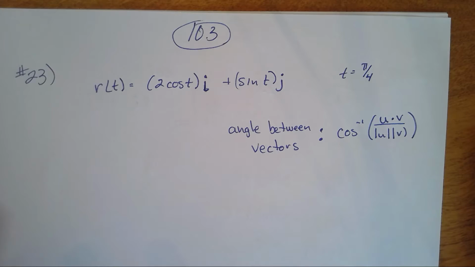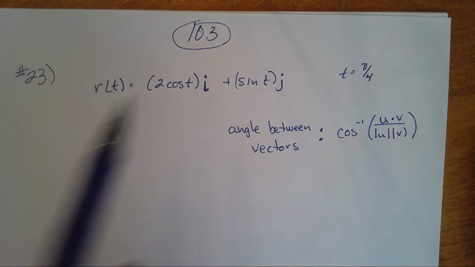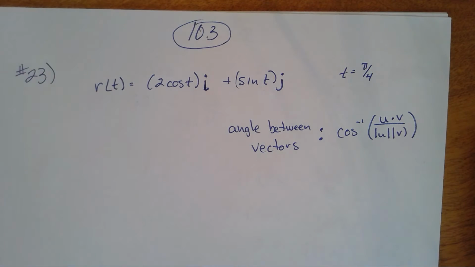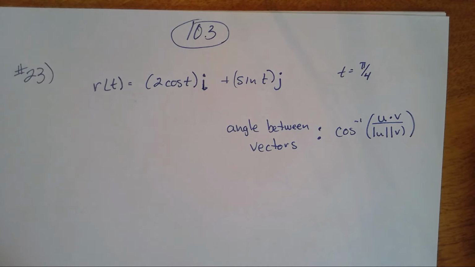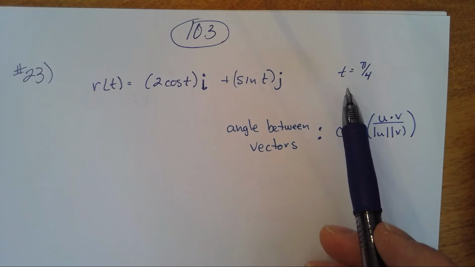10.3, number 23. R of t is the position vector of a particle in the plane at time t. Find the angle between the velocity and acceleration vectors at the given value of t. Alright, so we have the position, we have to find the velocity vector and the acceleration vector at time equal to pi over 4, and then find the angle between them.